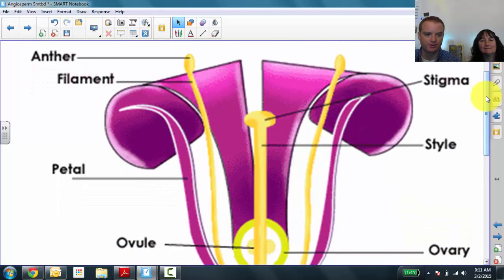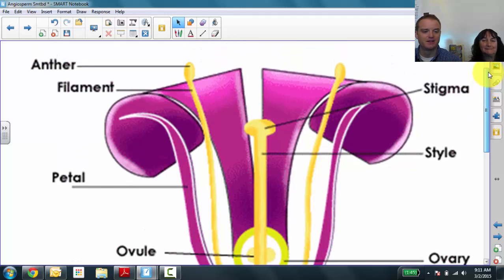So the parts of the flower, guys: this is the reproductive structure of an angiosperm. When angiosperms reproduce, they create some kind of a flower. Some are pretty, some smell good, some are pretty simple, you don't even notice them. Some smell bad too. It just depends on the species, who their pollinator is.